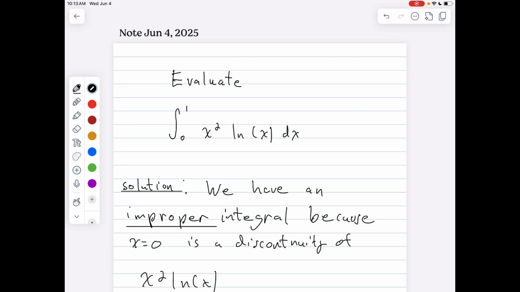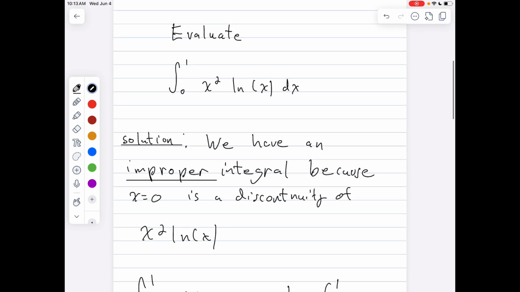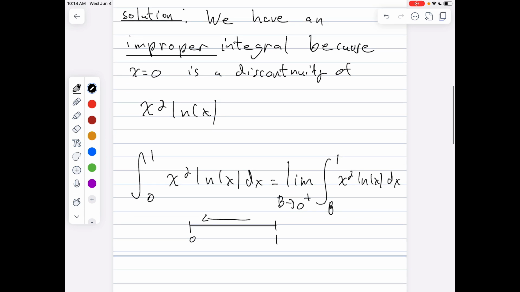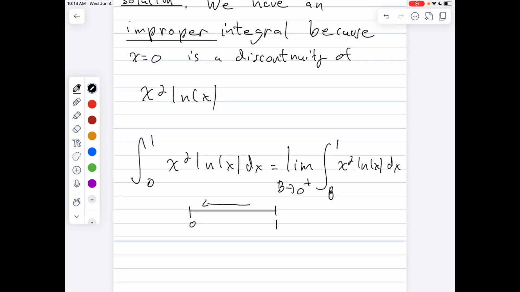Hello everyone. We have the following problem. Evaluate the integral from 0 to 1 of x squared ln x dx. So we have an improper integral here, because x equals 0 makes the function x squared ln of x discontinuous. When we have a place of discontinuity, we will go ahead and set up an improper integral.